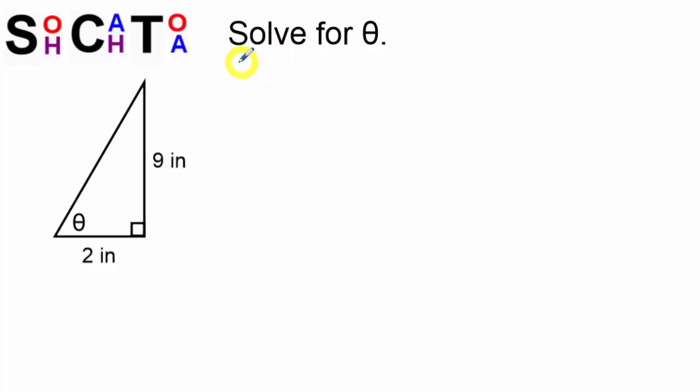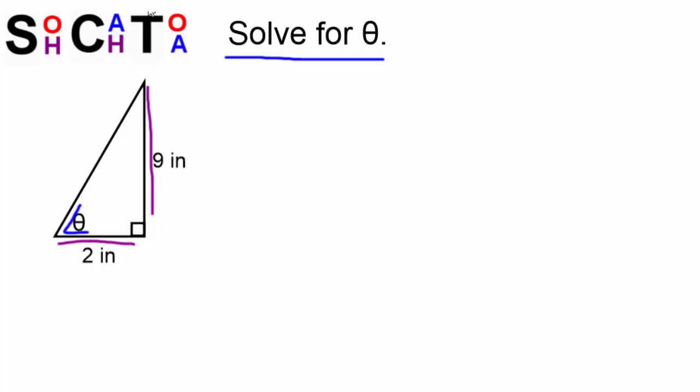In this example, we're being asked to solve for theta. Theta is a Greek letter that represents an unknown angle measurement, like this corner in the diagram. This problem is going to be solved using trigonometry, and we know that we're going to use trigonometry because the diagram involves both angle measurements, like theta, and also involves side measurements, like the 9 inches and 2 inches.